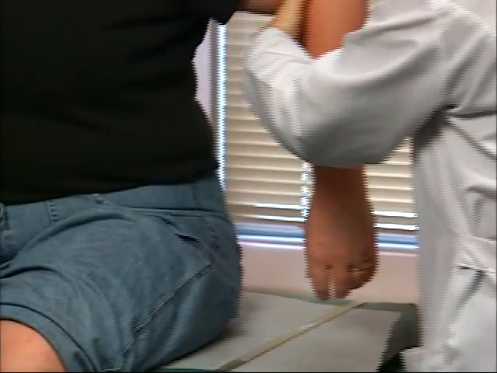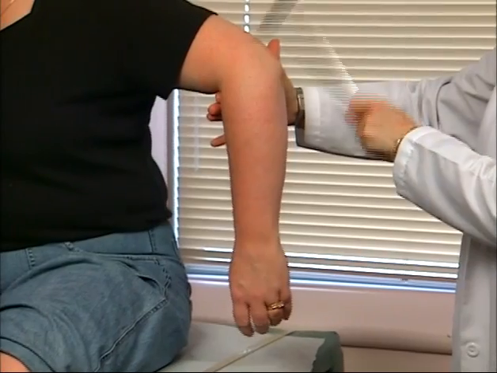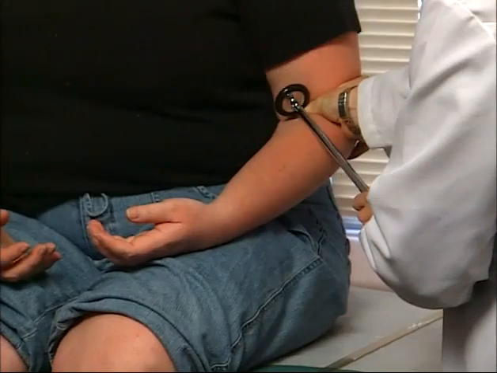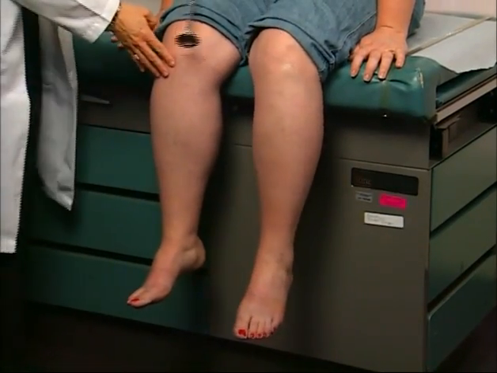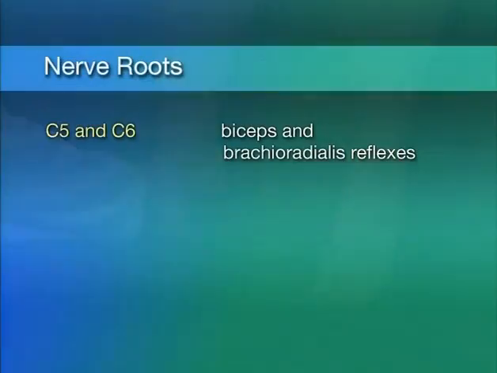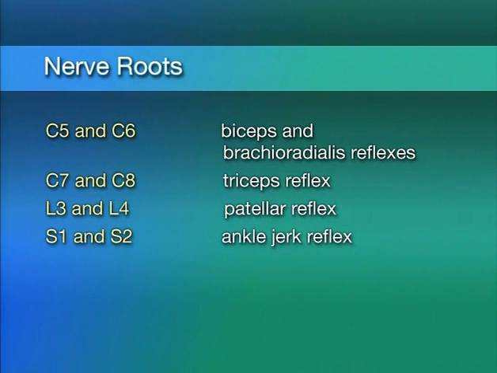Deep tendon reflexes can also be assessed with the patient in the seated position. Reflexes to be tested include the triceps, biceps, brachioradialis, patella, and Achilles tendon. The biceps and brachioradialis reflexes are mediated by the C5 and C6 nerve roots. The triceps reflex is mediated by the C7 and C8 nerve roots, predominantly C7. The patellar reflex is mediated by L3 and L4. The ankle jerk is mediated by the S1 and S2 nerve roots.